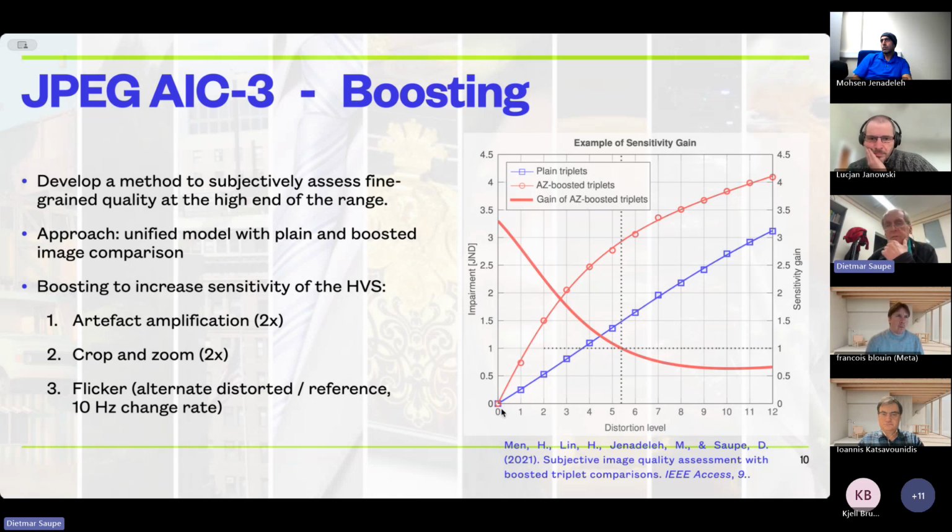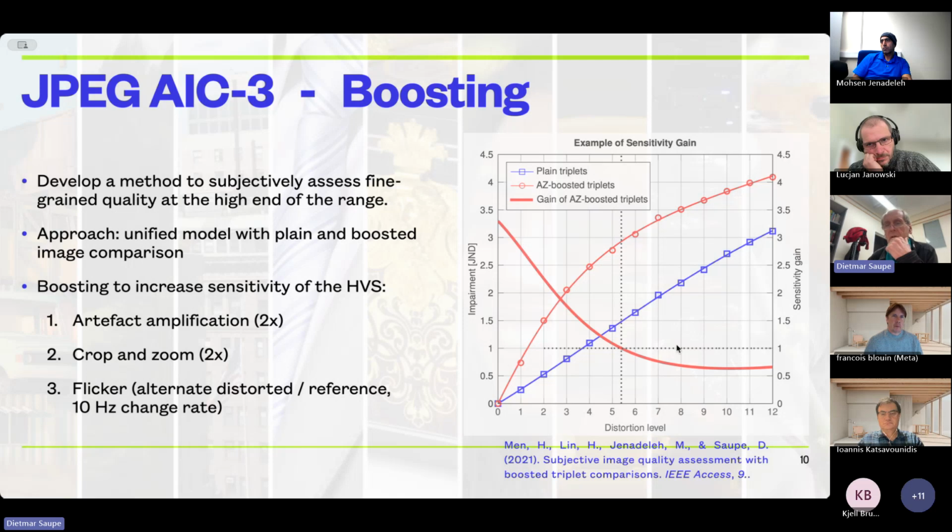And so you can see here, at the beginning of the scale, without the amplification and zooming, we would have 0.25 JND, and with it we have 0.75 JND. So that's a boosting by a factor of 3. So this is the factor here. It's around 3 here.